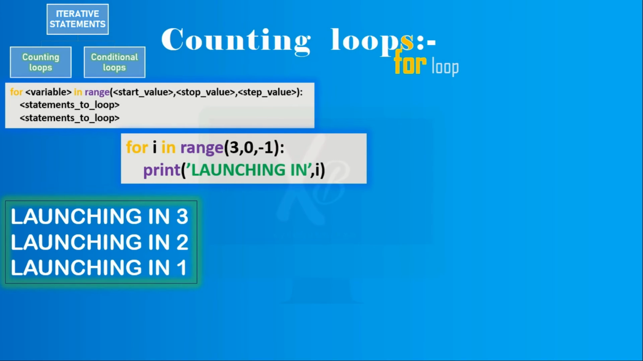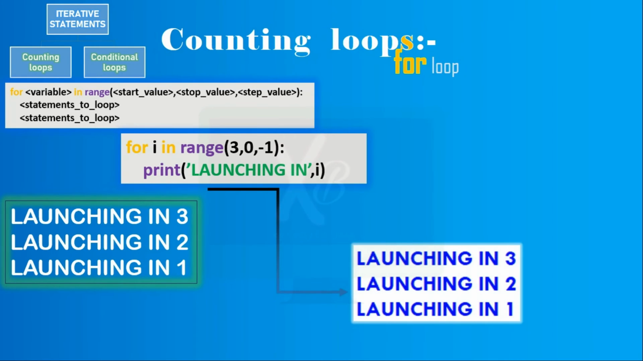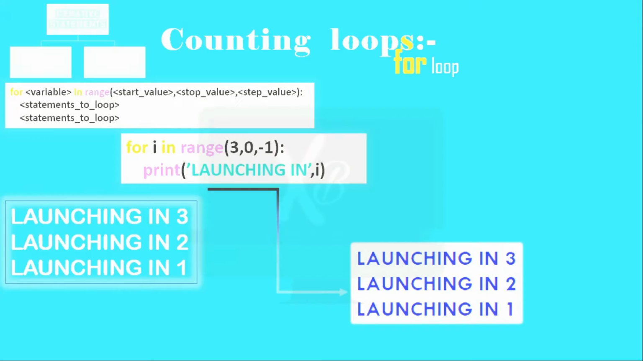Okay, so now you understand that the variable we were using, for I in range, I is storing the values from the numbers which are generated between the range 3 to 0. So first the value of I would be 3, the second value of I would be 2, and the last value would be 1. So it keeps on doing that. All right, and this was going to give me output as launching in 3, launching in 2, and launching in 1.